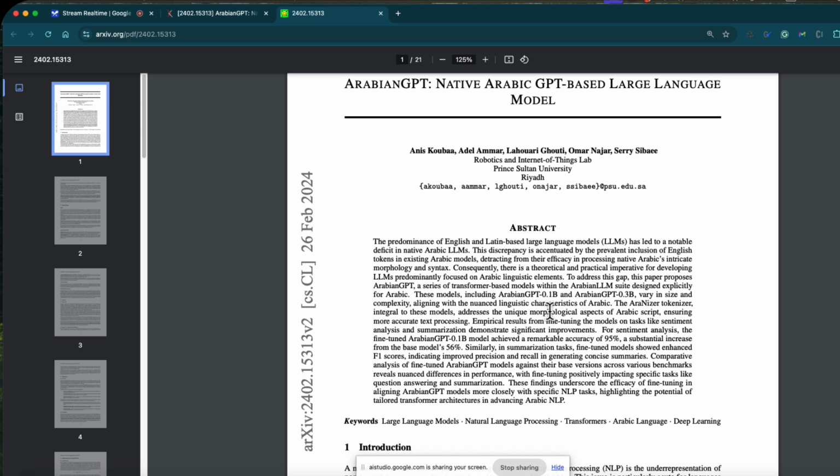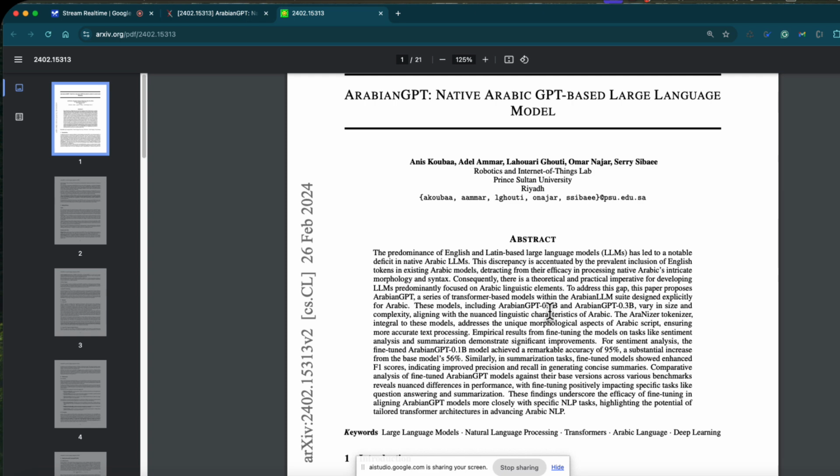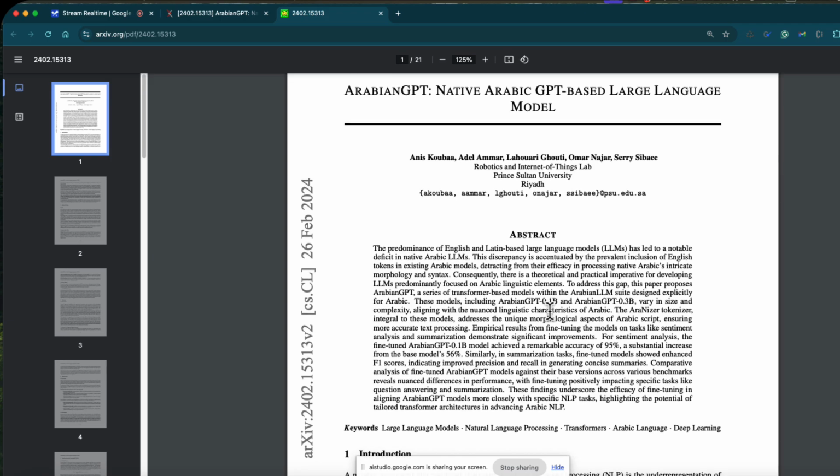Okay, the paper's main contribution is the introduction of a series of transformer-based models specifically designed for Arabic. These models, called Arabian GPT, address the limitations of existing models by focusing on the unique characteristics of the Arabic language. They also present an Arabic tokenizer that is more suitable for this purpose. The paper also shows the effectiveness of these fine-tuned models on different tasks. Would you like more detail on any of these points?